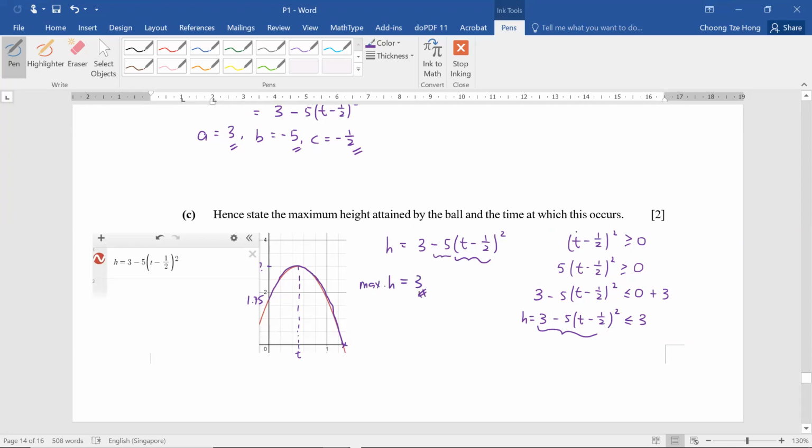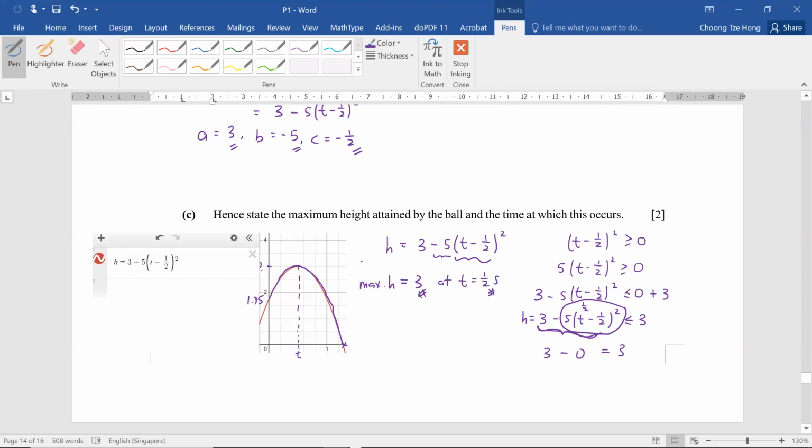And the time at which it occurs. When will this whole expression be equal to 3? It will only be equal to 3 if I have 3 minus 0, because 3 minus 0 will give me 3. So in other words, I need to make this whole thing 0. When will this thing be 0? The only value of t that will make this whole thing 0 is t equals 1/2, because 1/2 minus 1/2 gives 0, 0 squared is 0, 0 times 5 becomes 0. So the time at which it occurs would be at t equals 1/2 second.